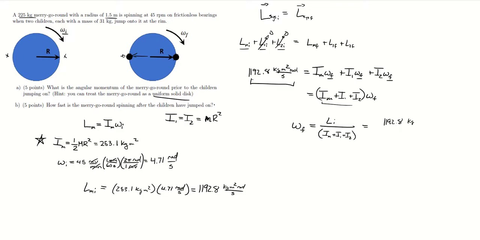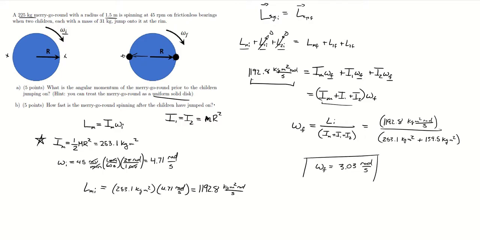So this ends up being 1,192.8 kilogram meters squared per second, all divided by 253.1 kilogram meters squared plus 2 times mr squared. That ends up being 139.5 kilogram meters squared. If we plug all of that in, the final angular velocity is 3.03 radians per second. And we figured out how fast they're spinning at the end.